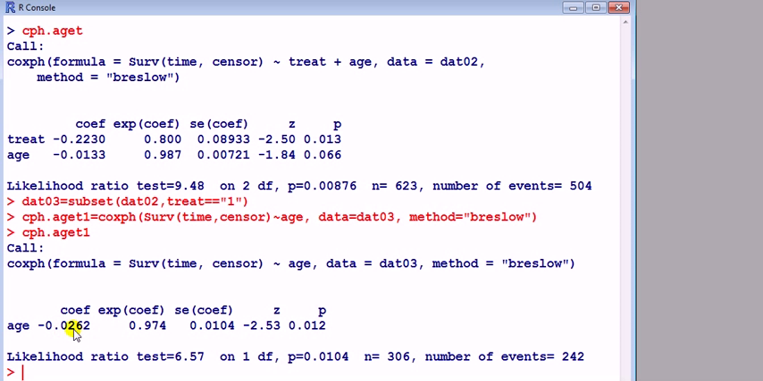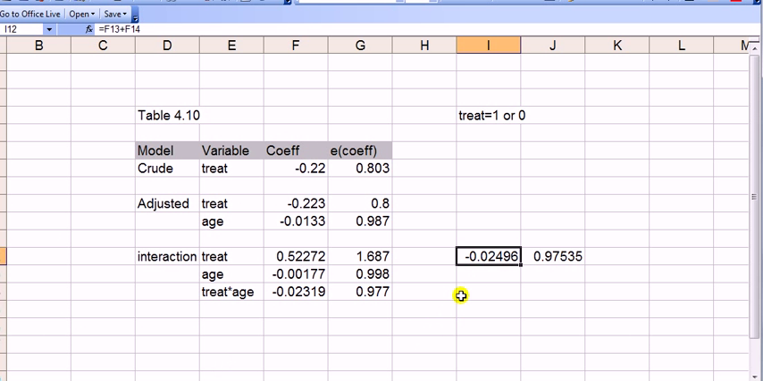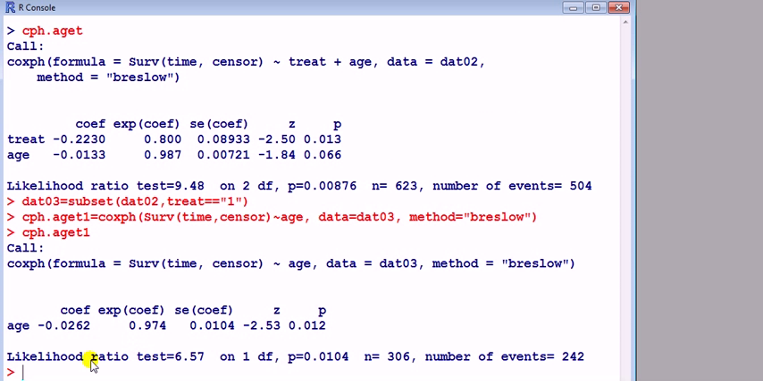Here you go. So now don't be surprised that the value is not exactly the same as this value. Okay, but look at the value here. And in this case, you can see it's significant, but the interpretation of the age here is now for the subpopulation, for the people who did take treatment. This gives the interpretation of the age on the hazards ratio for this age.